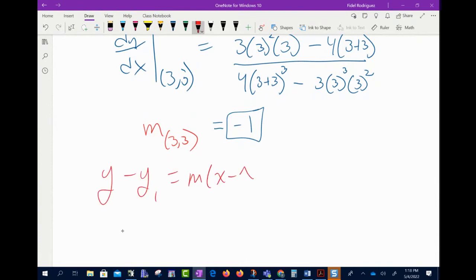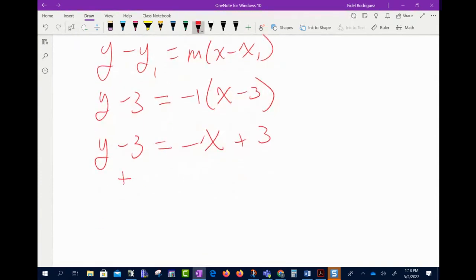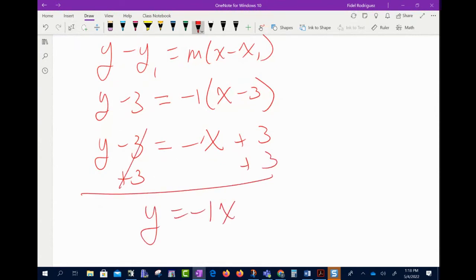Check this out. Look at the numbers I'm going to plug in: 3's and -1. So y minus 3 equals -1 times x minus 3. So this is y minus 3 equals -x plus 3. When I add 3 on both sides, I come up with y equals -1x plus 6.